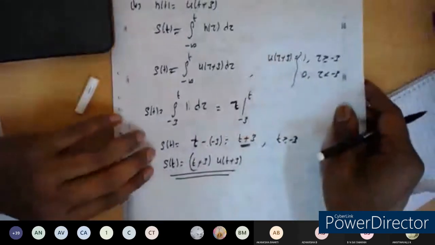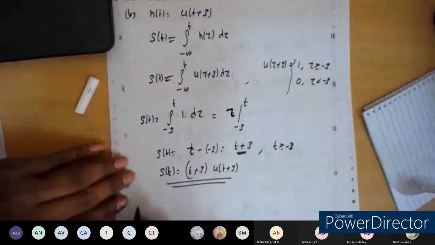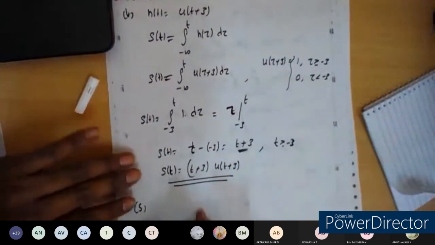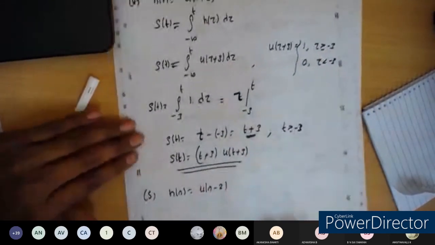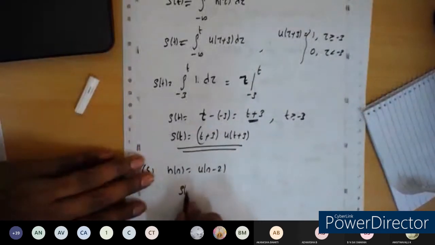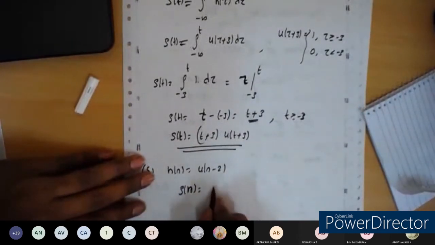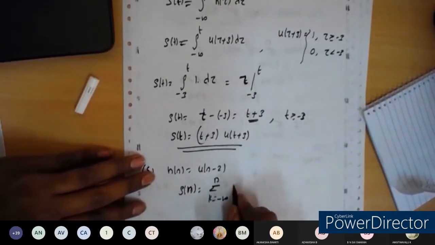Let us take the next problem. These problems are very easy and simple, right? Take the next problem: h of n is equal to u of n minus 2. Let us find out the step response. S of n is equal to the summation, k taking values from minus infinity up to n, of h of n minus k.